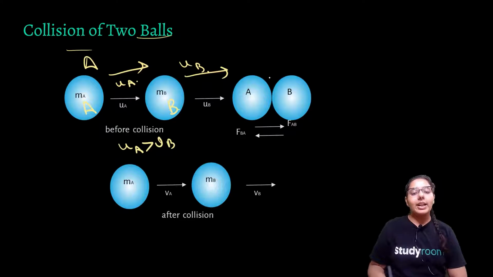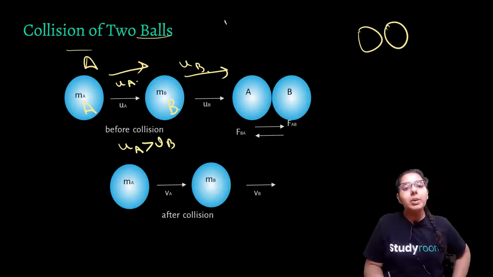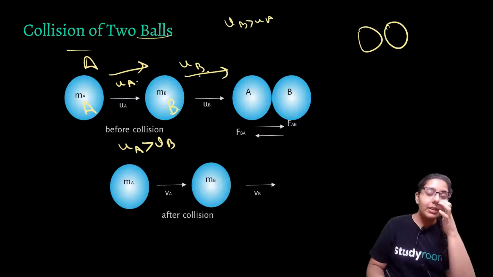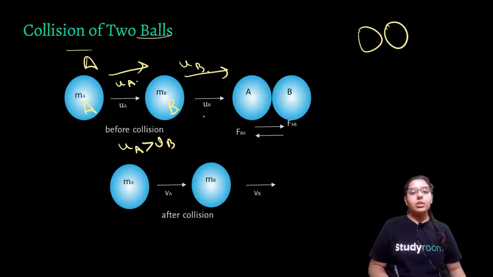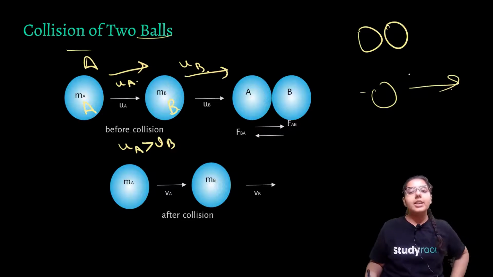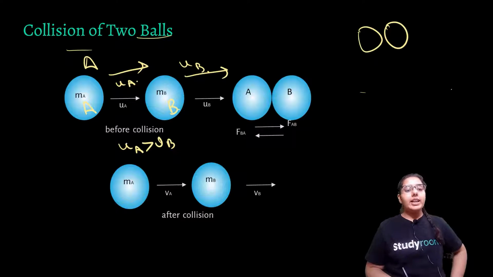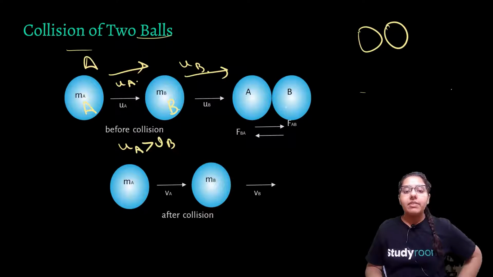If they have to collide, if they have to meet, then this speed has to be greater than this speed. If ub is greater than ua, then what will happen? They will never meet, right? Because by the time A reaches here, ball B will have gone further forward, right? So we are taking the condition that ua, the velocity of A, is greater than the velocity of B. So there will come a time when they will collide.